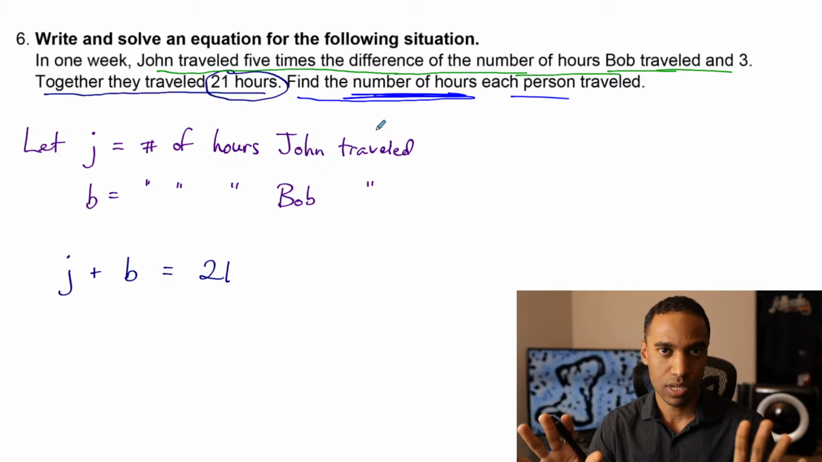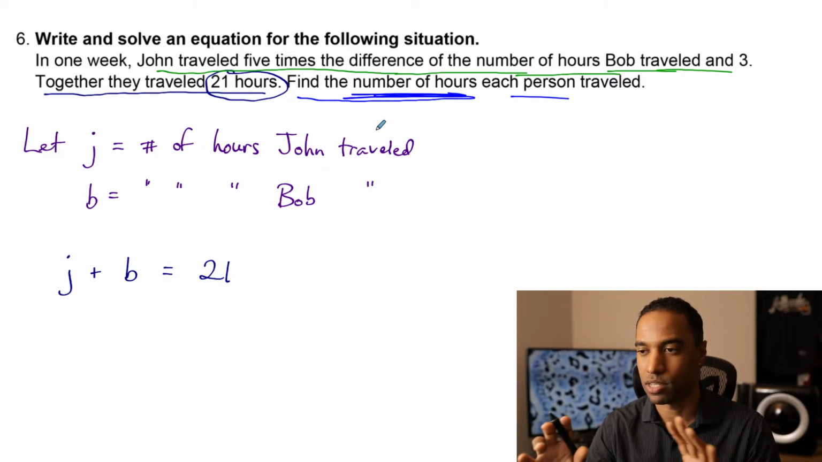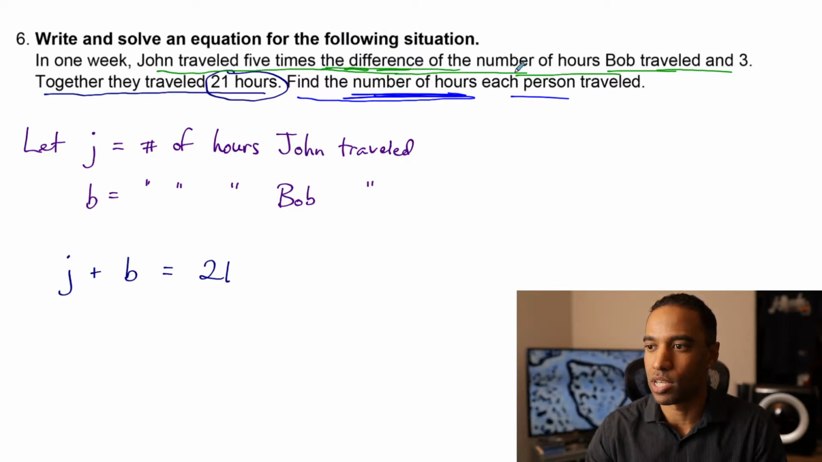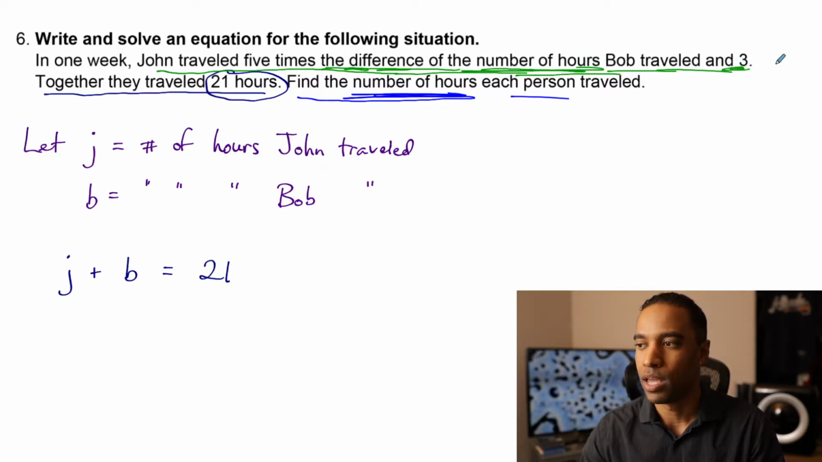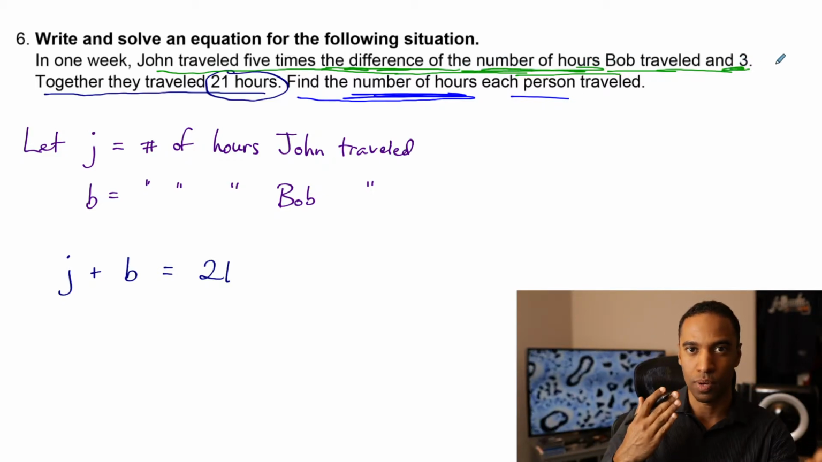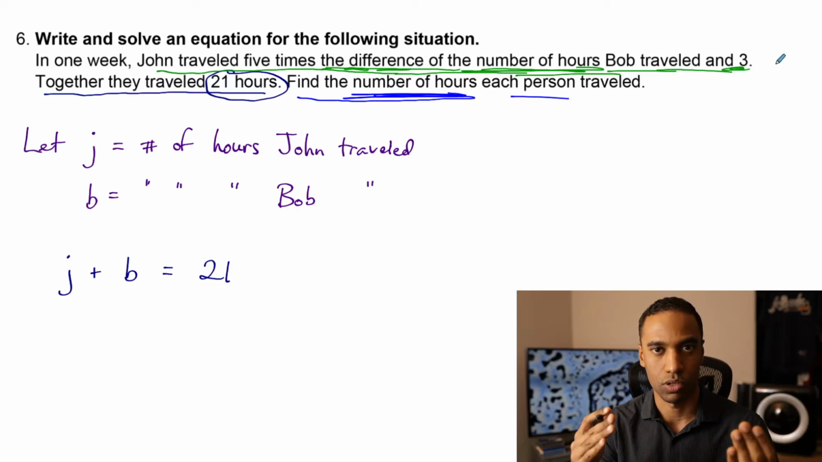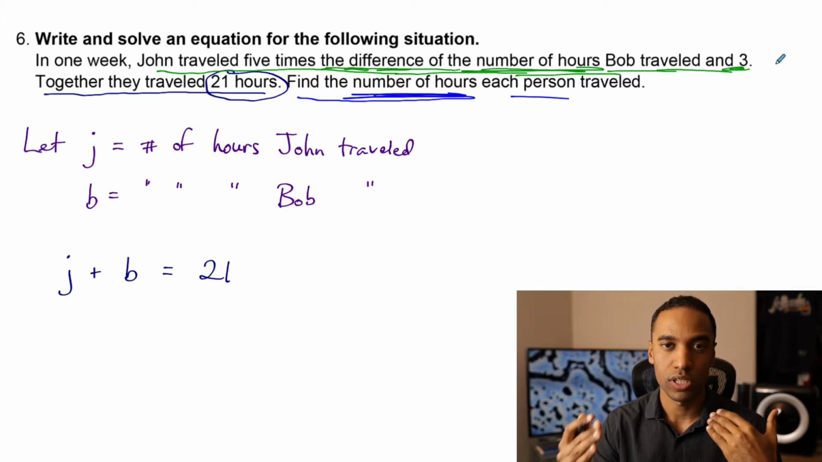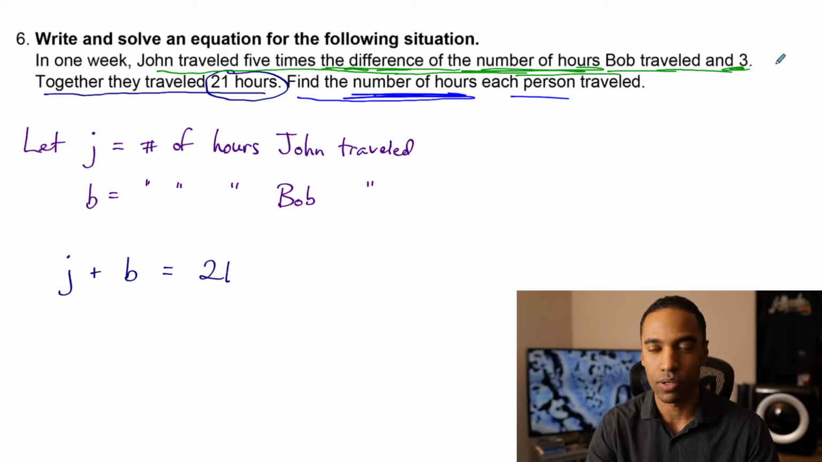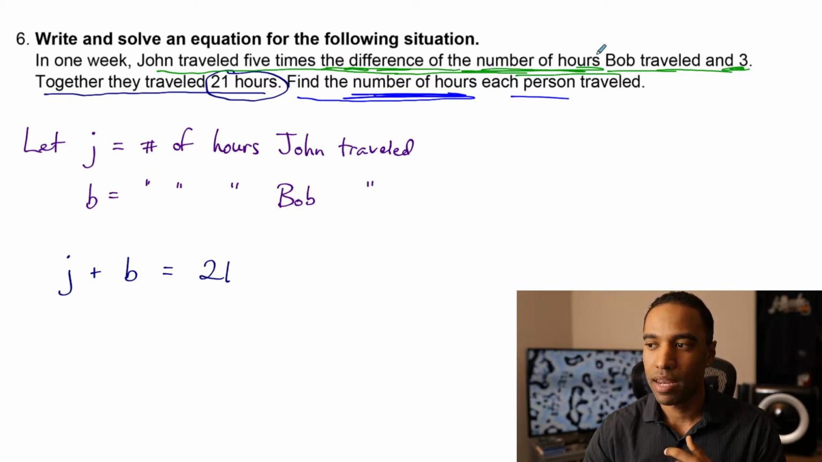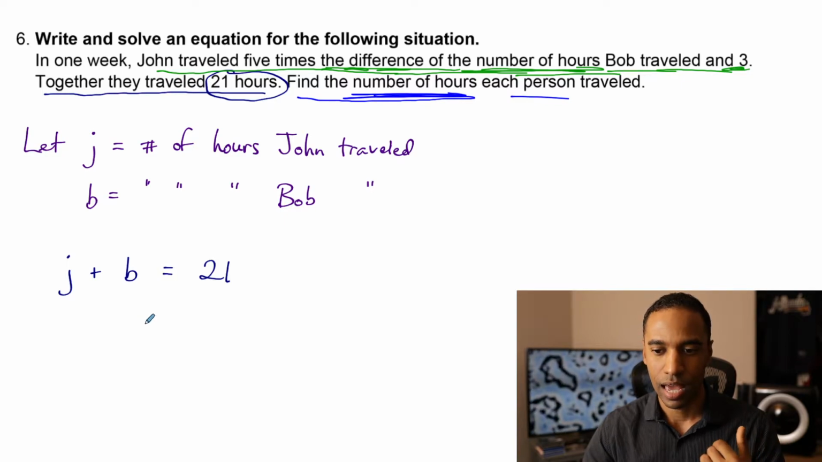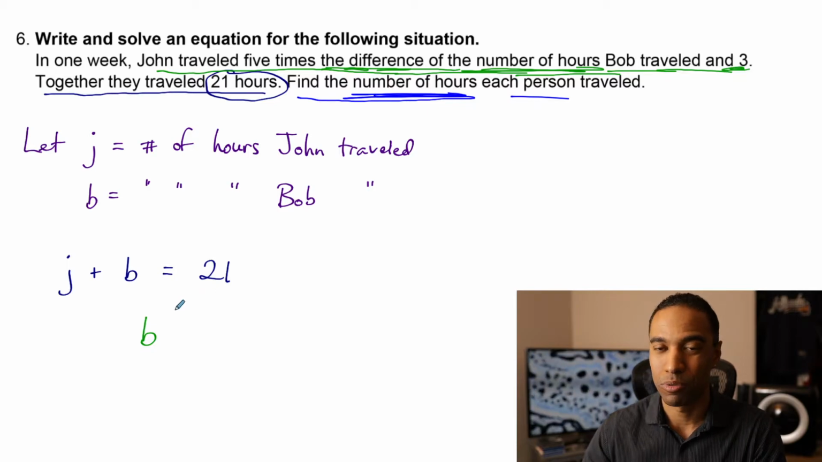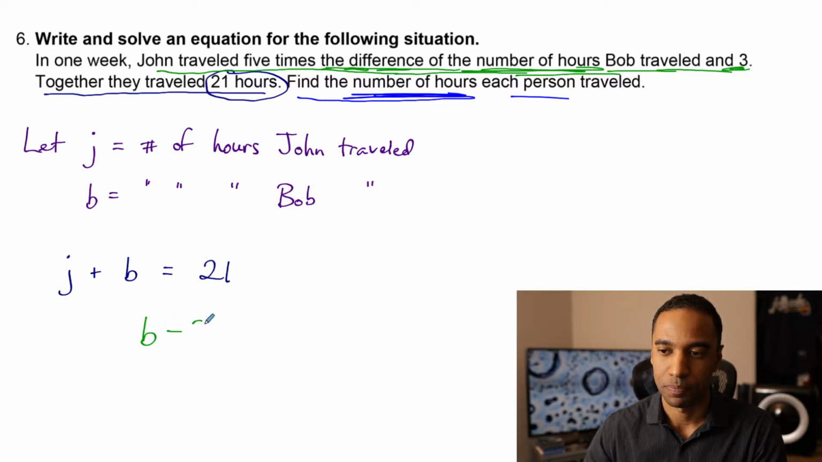And I'm going to use real numbers to help you out again for this one part, see if it makes sense in a bit. But right here, they're talking about the difference of the number of hours Bob traveled and 3. They're talking about the difference between Bob's hours and 3 hours. What's the difference between those two? Let's say Bob traveled 5 hours. What's the difference between 5 hours and 3 hours? Well, it's 2 hours. How do you get it? You do 5 minus 3. However many hours Bob traveled, B, let's take its difference.